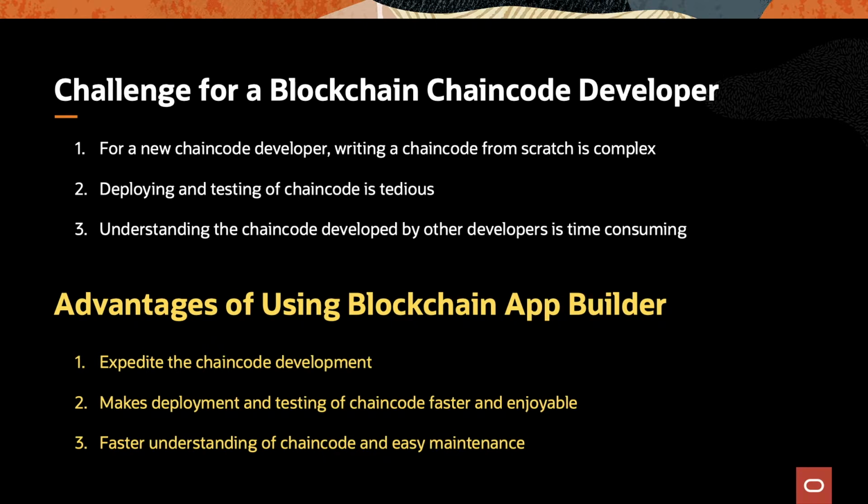Blockchain App Builder addresses these three challenges by expediting the chain code development through auto-generation. The app builder makes deployment and testing of chain code faster and enjoyable through interactive and intuitive GUI. And the faster understanding and easy maintenance of chain code is possible since App Builder generates chain code with less number of lines and it follows the coding standards.